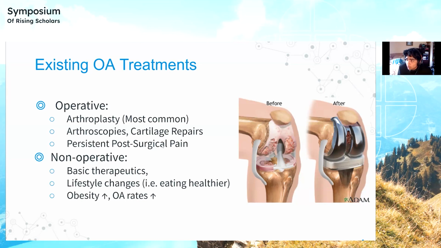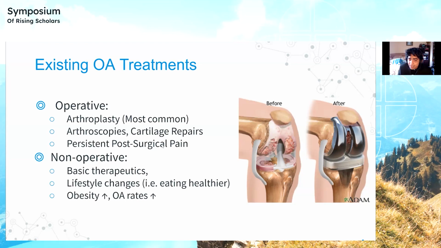So other people choose the non-operative route when they have knee OA. These are more treatments and not cures, which means that we really need to consistently treat the damaged area of the knee with these therapeutics. These range from hot and cold compresses, and lifestyle changes are usually the biggest non-operative treatment that we see. The typical lifestyle changes are weight loss or healthier eating habits.